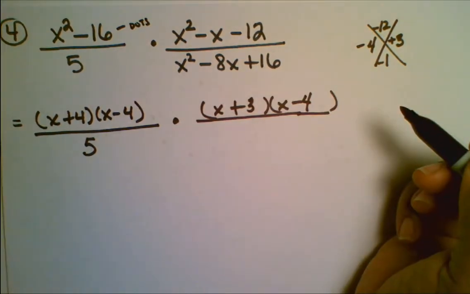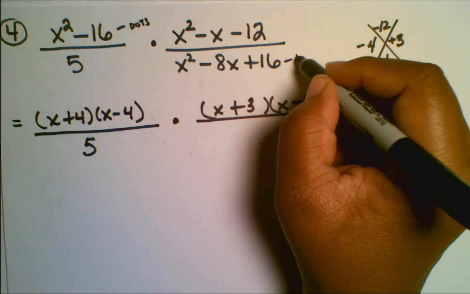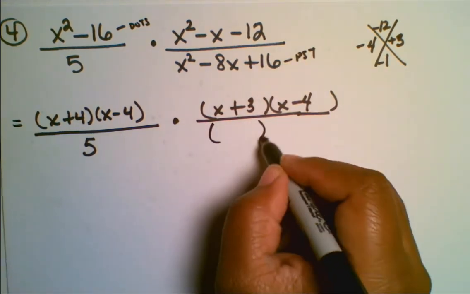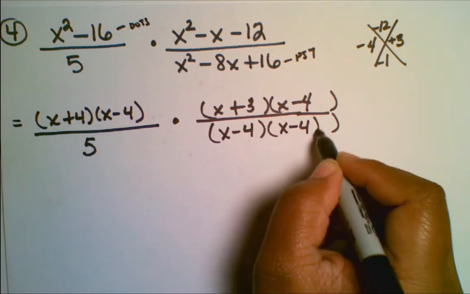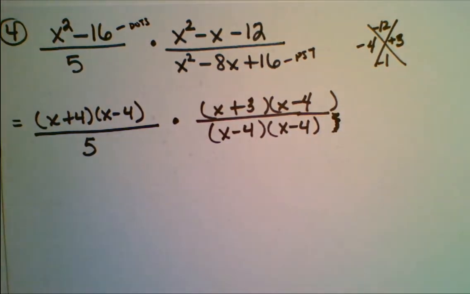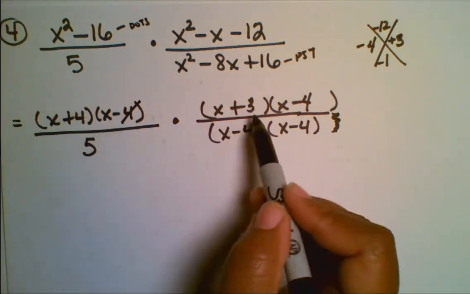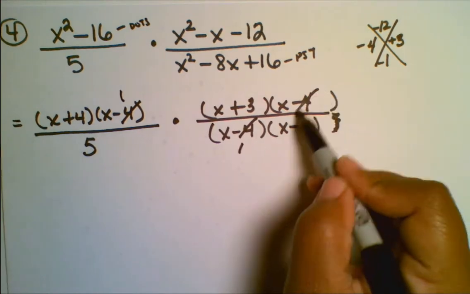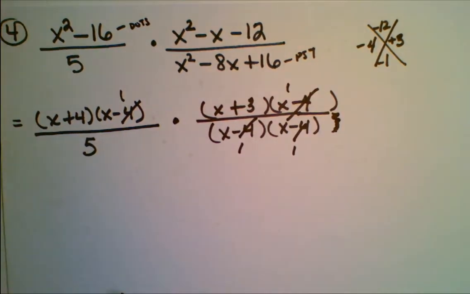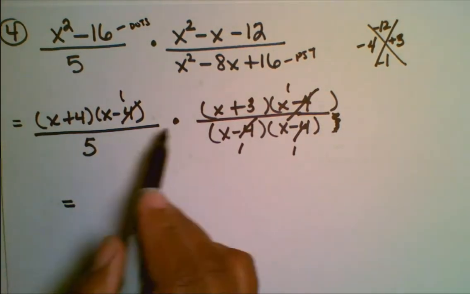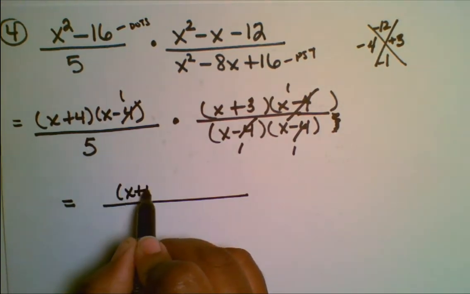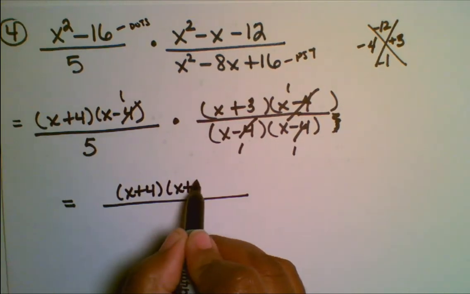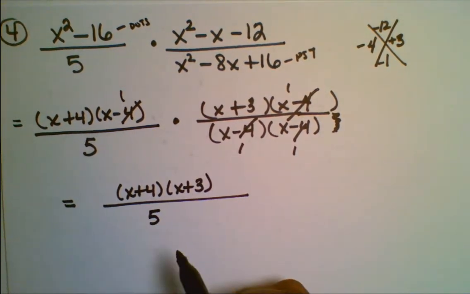And then our denominator, this is a perfect square trinomial where the binomials are identical. We have x minus 4 times x minus 4. And then let's cancel. We have two sets of x minus 4s. And there's nothing else that we can cancel out. Therefore, our numerator we have left x plus 4 times x plus 3 all over 5.